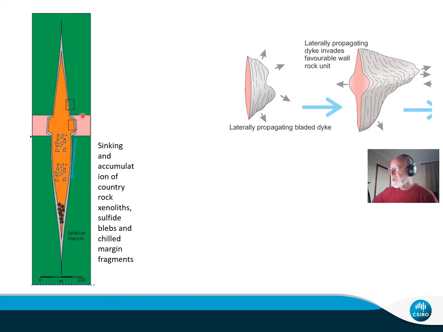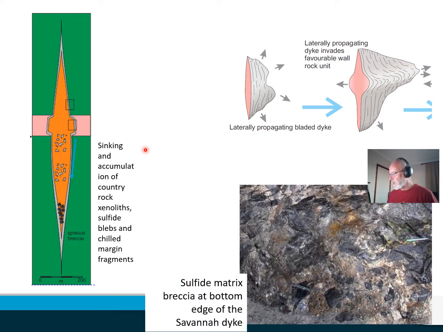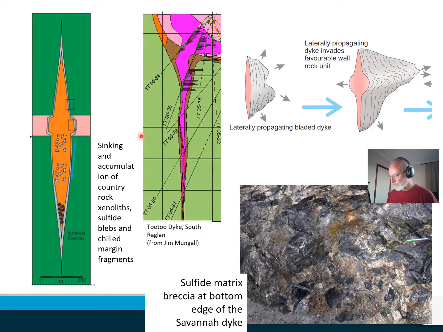Now, while that happens, if we're generating sulfides as a result of this thermal erosion and assimilation here, those sulfides then sink down to the bottom of the dike and accumulate at this bottom edge. And this is what we think might be going on at Savannah to make these kinds of features. And that explains why we get fragments of country rock, but also we get fragments of the chilled margin of the intrusion. They're being derived from this contact up here.